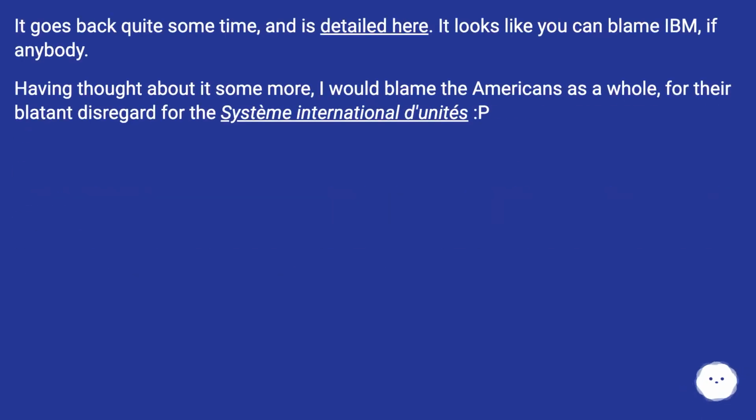It goes back quite some time, and is detailed here. It looks like you can blame IBM, if anybody. Having thought about it some more, I would blame the Americans as a whole, for their blatant disregard for the Système International d'Unités. Tongue sticking out.